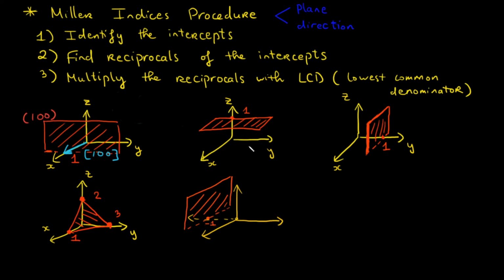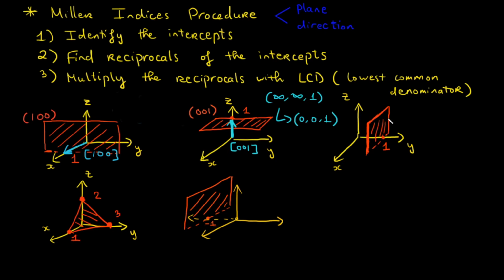So let's try this one over here. The first step is to identify the intercept. There's none in the x, so we have infinity. There's none in the y, infinity. And in the z direction, it intercepts at point 1. So we're going to have 1. And now find the reciprocal. The reciprocal of infinity is going to be 0, 0. The reciprocal of 1 is going to be 1. Therefore, you're going to have the directional vector 0, 0, 1. And this plane right here is going to be called the 0, 0, 1 plane.